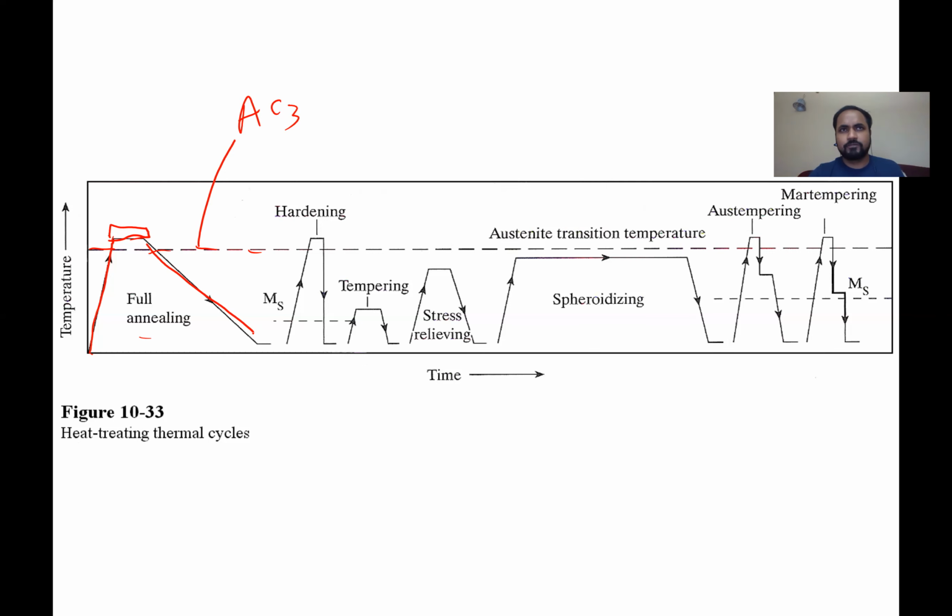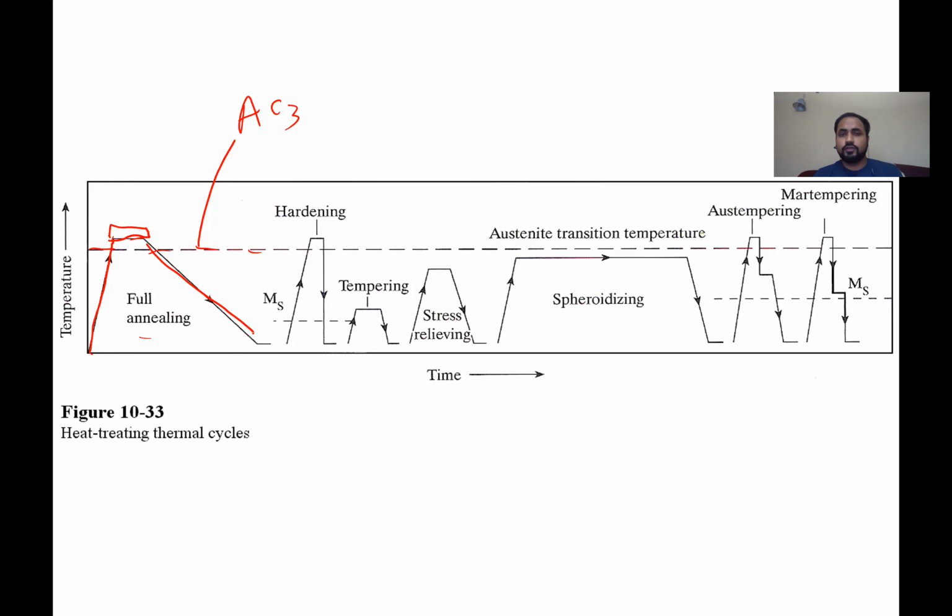You can either take out the sample, or you can keep the sample in the furnace and just turn off the furnace. That's a super slow cooling, furnace cooling. That gives you certain properties, the annealing process. You can do a slightly faster cooling by taking out the sample and just letting it cool at room temperature. It's also called normalizing sometimes. It's a part of the annealing process itself.